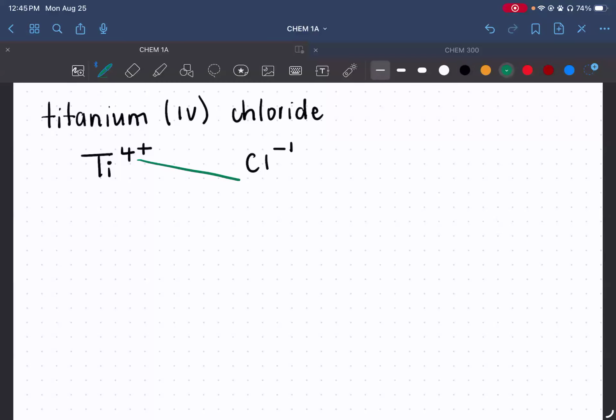From here, we're then going to crisscross. That 4 goes down, that 1 goes down, such that our formula is TiCl4.